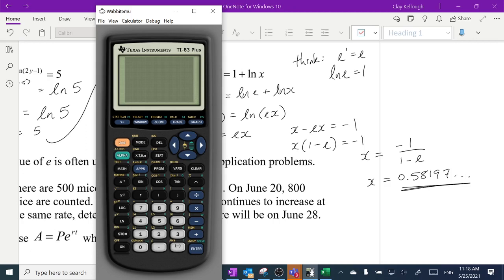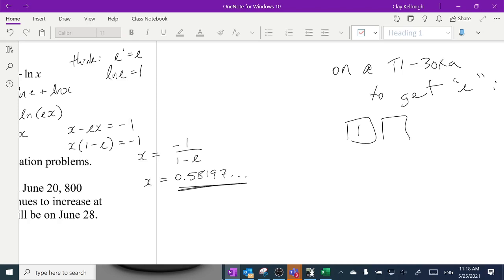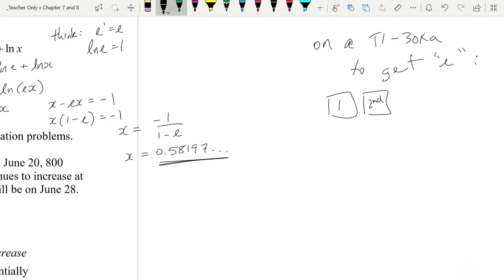Like, for example, if I was using my TI-30XA here, let's see, how do I get to e on here? I'll write this out. On a TI-30XA, to get e, you do the following. Type on your calculator 1, then type second function. That's the green button in the top left corner. And then hit natural ln. So 1, second function, ln, and there you go. Then the calculator should spit out 2.71828, blah, blah, blah.